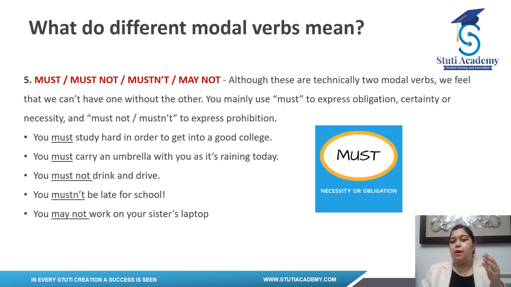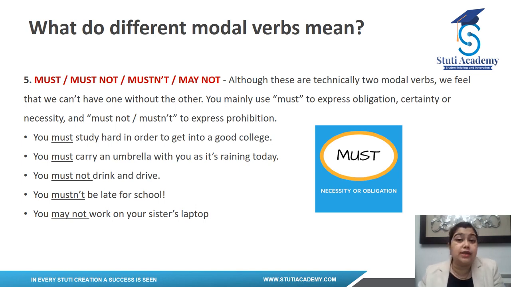Now here we have must, must not, mustn't, and may not. Although technically, if you look at it, must not, mustn't, or may not are two modal verbs, we feel that one cannot live without the other. They are like a couple together. So we mainly use must to express obligation, something that has to happen, or a certainty, or maybe a necessity. And then again, must not or mustn't are for prohibition or the negative form of must.